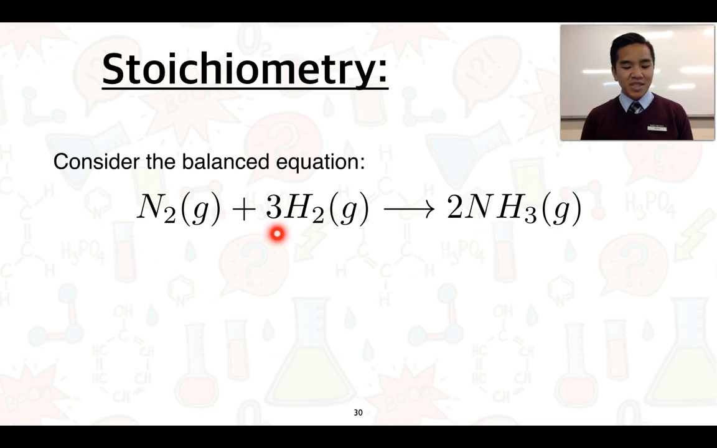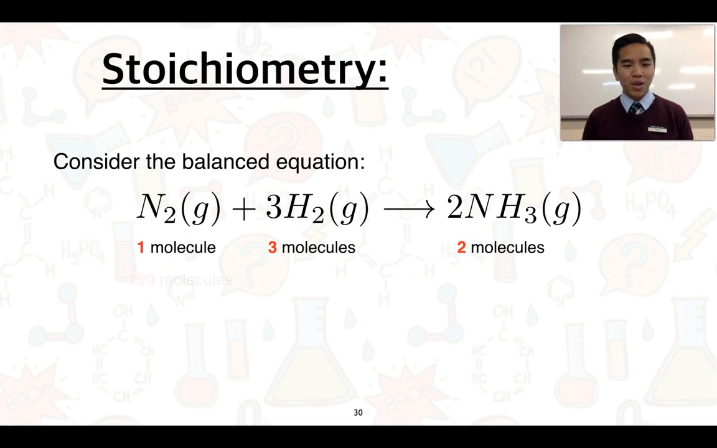These coefficients allow us to work out the number of reactants and products needed to form a particular amount of product. And instead of just talking about molecules of reactants and products, we're now going to talk about moles of reactants and products. So we can say that 1 mole of nitrogen reacts with 3 moles of hydrogen to produce 2 moles of ammonia. This just summarizes what we've just mentioned.